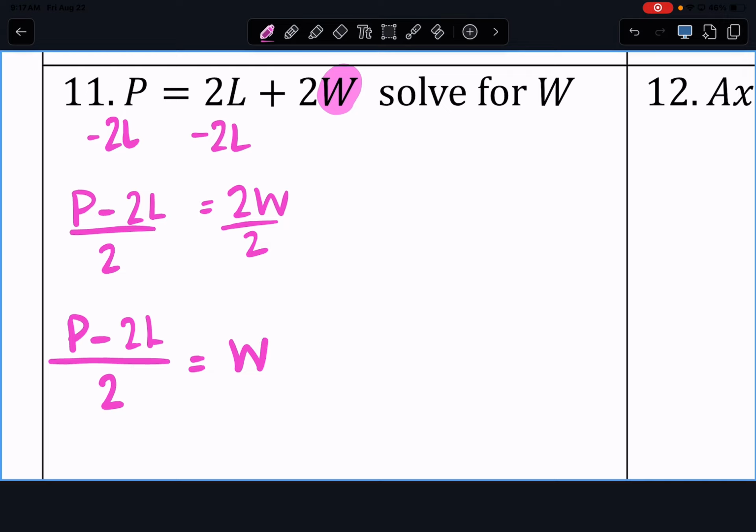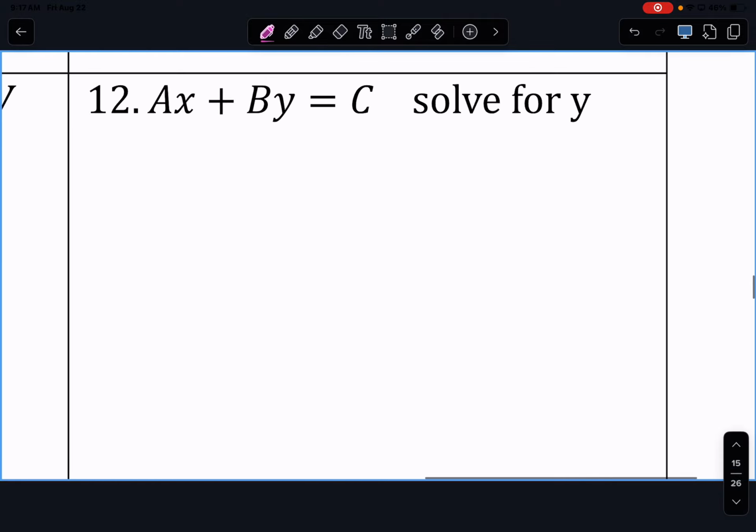Y'all go ahead and do 12 for me. Solve for Y.